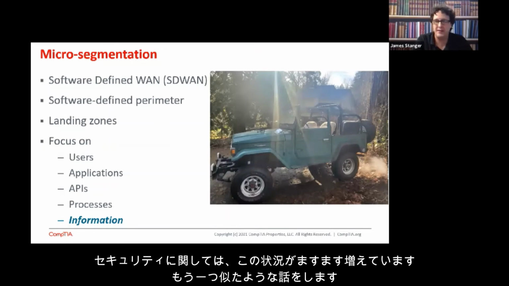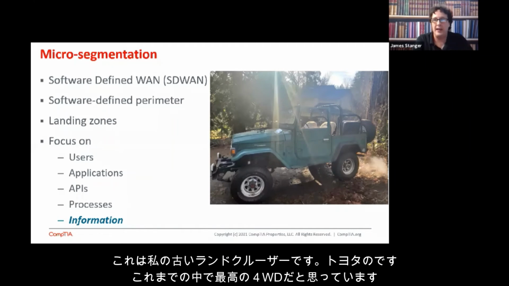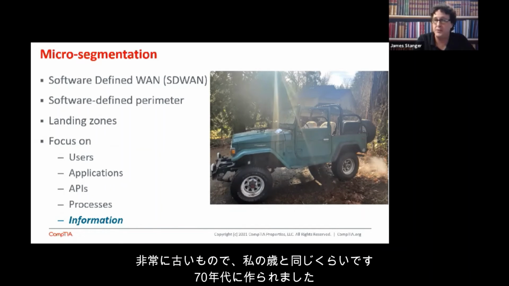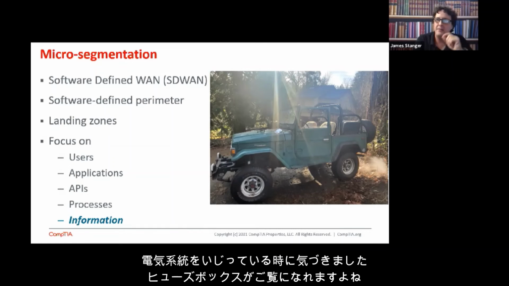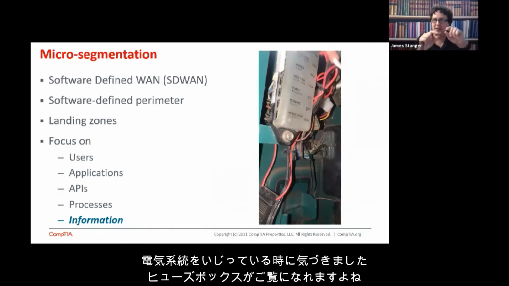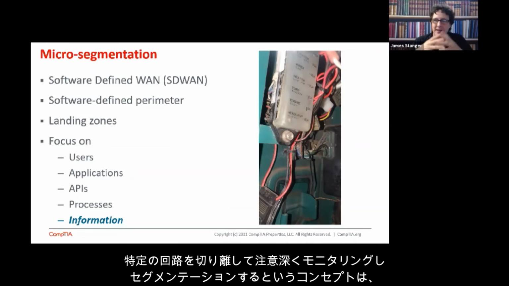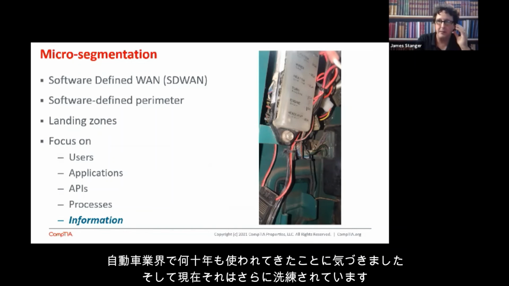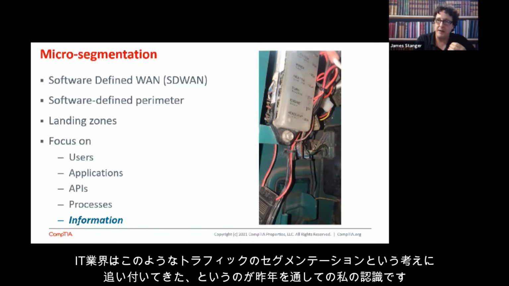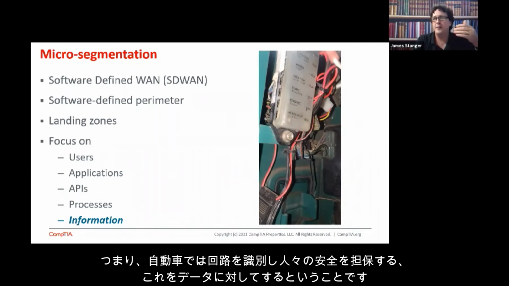Another analogy I use is, this is an old Land Cruiser that I have, a Toyota Land Cruiser. I think the best four-wheel drive vehicle ever made. This is a very old one. It's almost as old as I am. Made in the 1970s. I noticed when I was working on the electrical system, you're looking here at the fuse box, I noticed that this concept of isolating certain circuits and carefully monitoring them and doing segmentation has been applied in the auto industry for decades. It's even more sophisticated now. The IT profession, as I've noticed over the last year, is catching on to these ideas of segmenting traffic, of identifying circuits of data and making sure that people are secure.